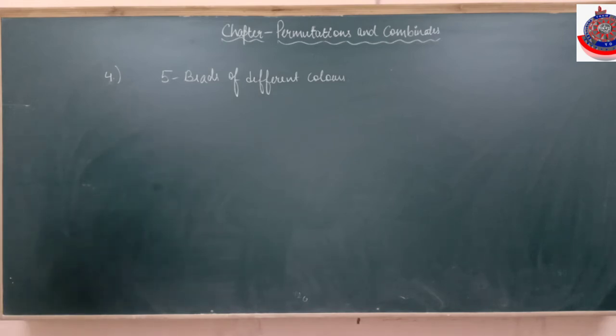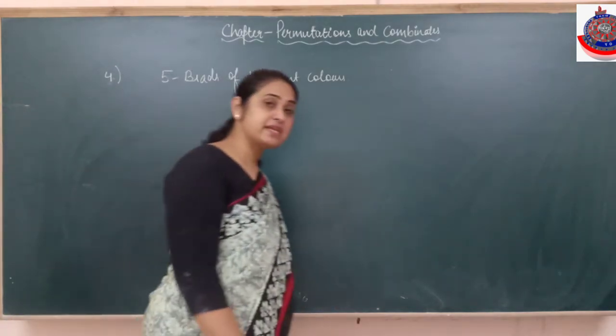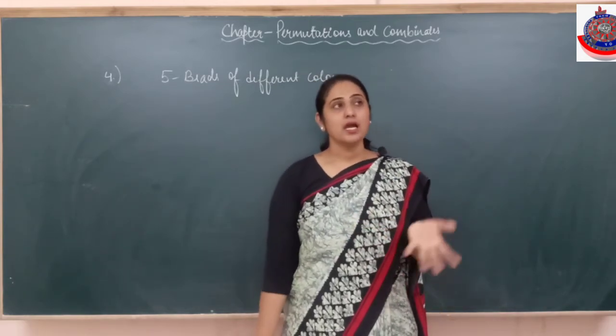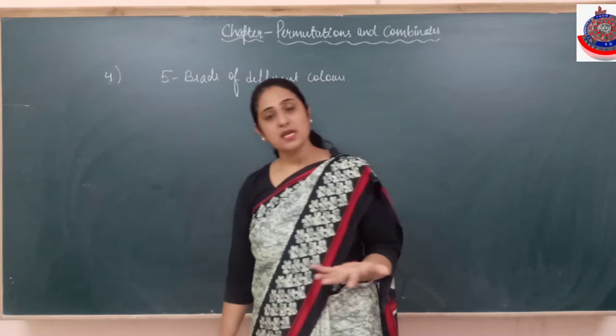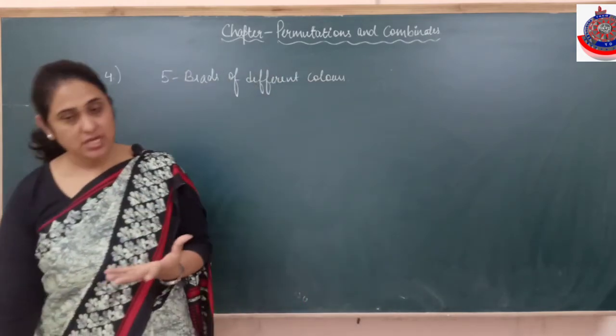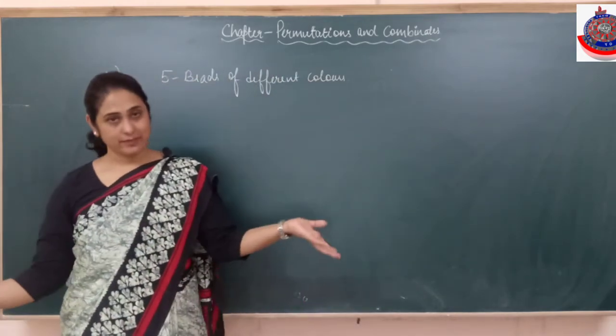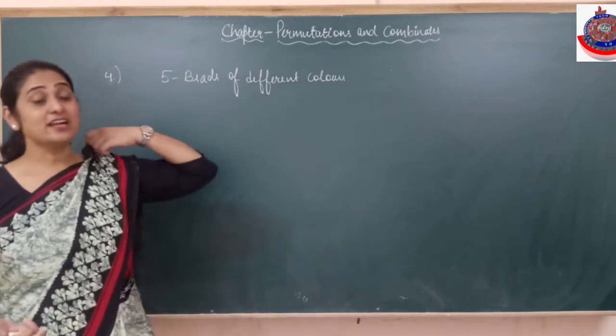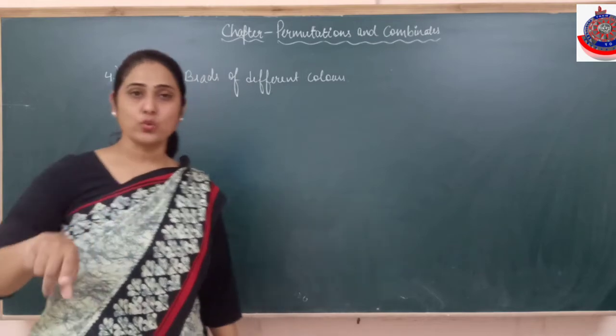Now we have to make a necklace of 5 beads. I told you when we were doing the basics, when you make a necklace or a garland with flowers or beads, anticlockwise and clockwise arrangements cannot be distinguished. Clear? We cannot separate them, they look the same. You have seen necklaces, you have seen garlands, okay? I can't distinguish whether it is clockwise or anticlockwise.